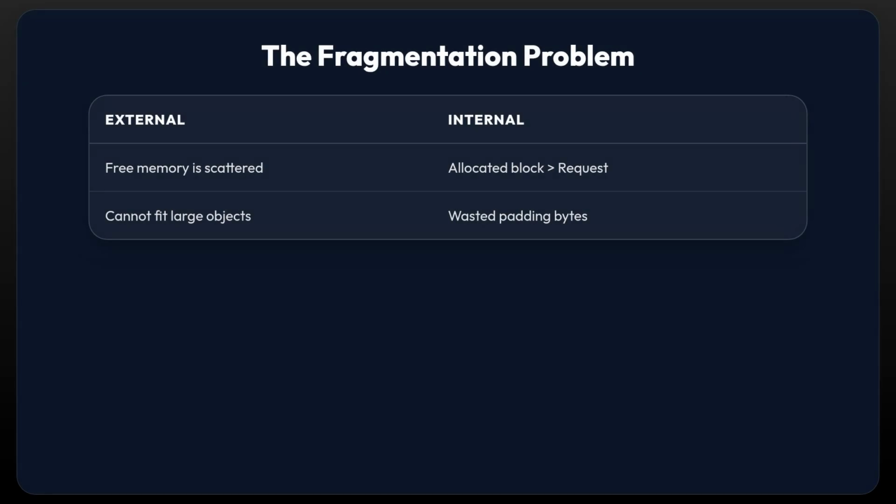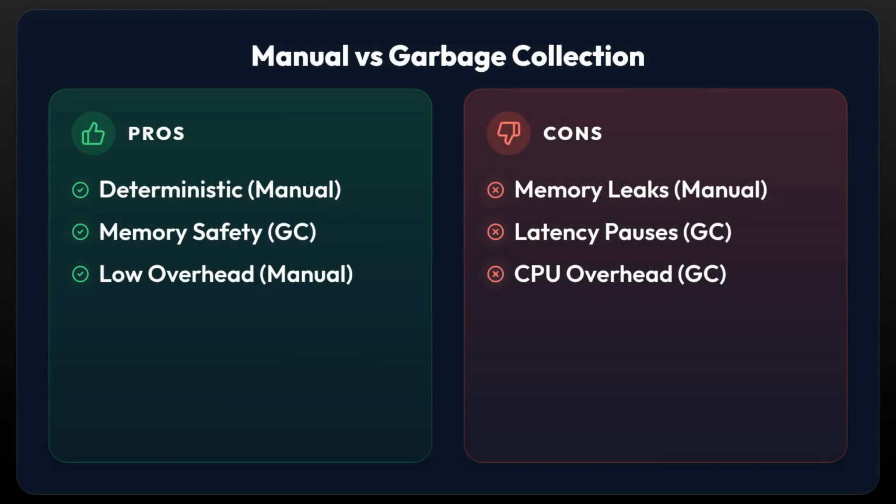The enemy of the heap is fragmentation. External fragmentation happens when free memory is scattered in tiny pieces, preventing large allocations. Internal fragmentation happens when the allocator gives you more bytes than you asked for to maintain alignment, wasting space inside the block. Who cleans up this mess?